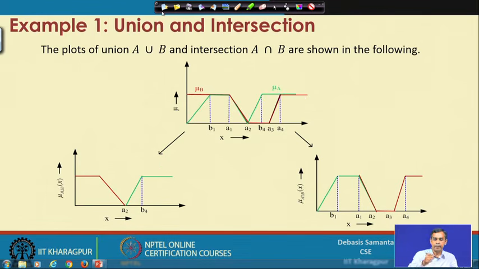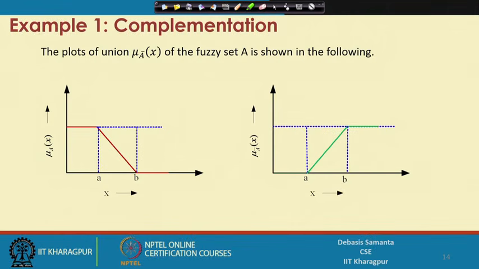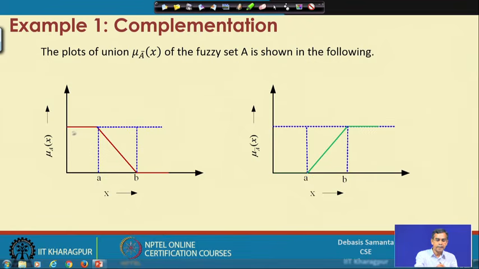What I want to say is that if we can plot the membership functions of the two fuzzy sets, then from there we can obtain the resultant fuzzy sets graphically. Now, here is another example. This is the fuzzy set A and this is its complement. So, the graphical way of representing the operations is sometimes more useful to understand. So, we have discussed it.